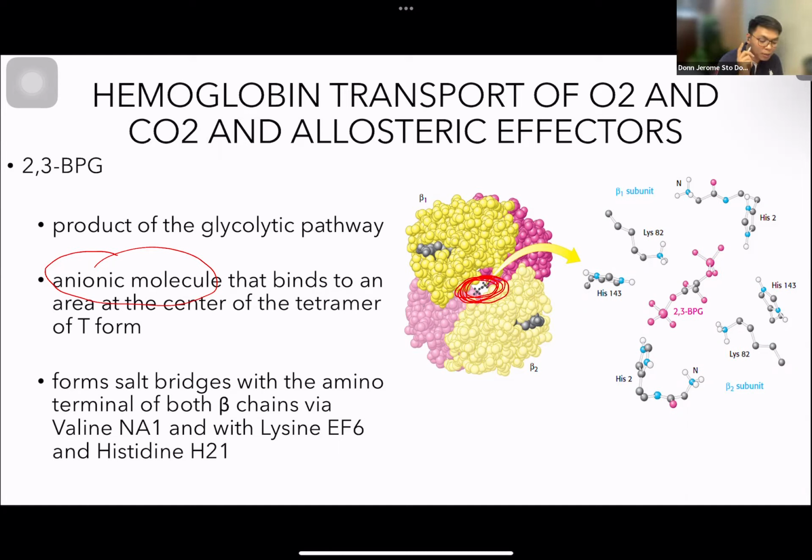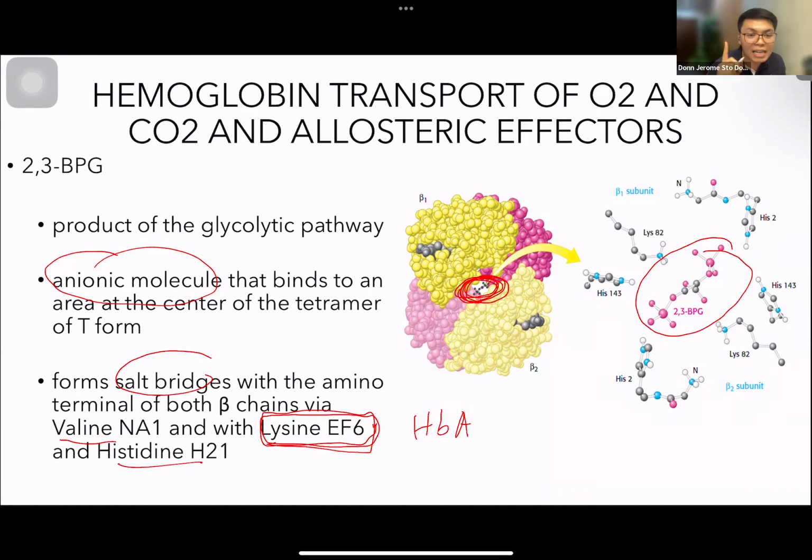So your 2,3-BPG will associate itself at the center of the hemoglobin, right? So it would form salt bridges with this amino acid. Please take note of the lysine residue here. Okay? Lysine residue is seen in adult hemoglobin. But in fetal hemoglobin, instead of a lysine, we see serine. So serine is in your fetal hemoglobin. So between the two, what is the charge of your lysine?